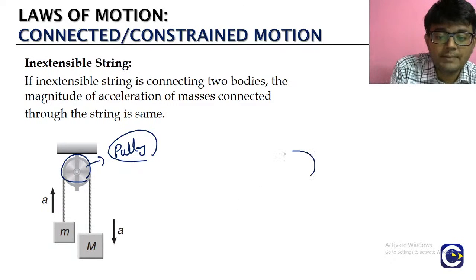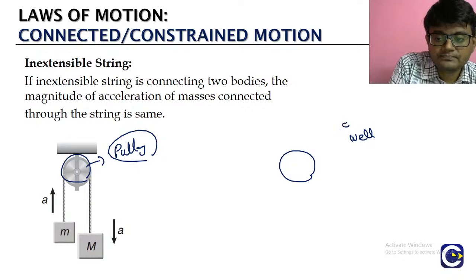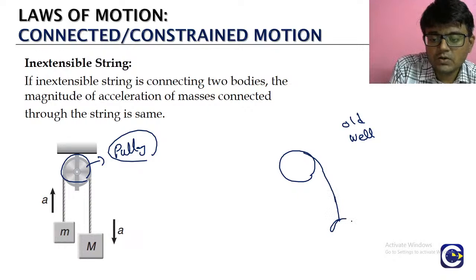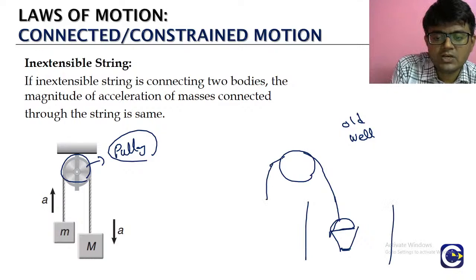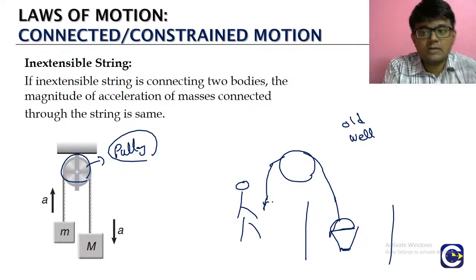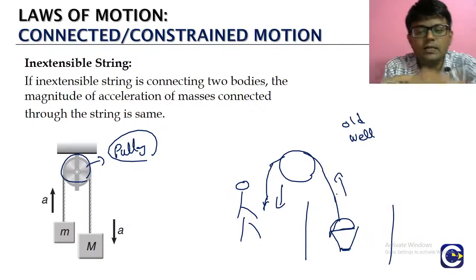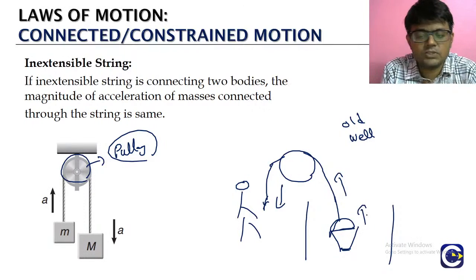Like if you happen to visit some of these old wells, what will you observe? There will be a vessel or a bucket, something like that, which will be put into the well. Imagine this is the well, and a person standing on this side will hold the rope and start pulling the rope down. When you pull the rope down this side, the other side the rope will start coming up. As a result, the vessel also comes up.